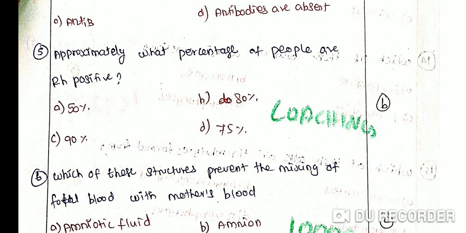Approximately what percentage of people are Rh positive? Option A, 50. Option B, 80. Option C, 90. Option D, 75%. The correct answer is option B, 80%. Blood can be classified on the basis of several factors. Apart from the ABO blood grouping system, the Rh blood grouping is widely used. Around 80% of people are Rh positive.